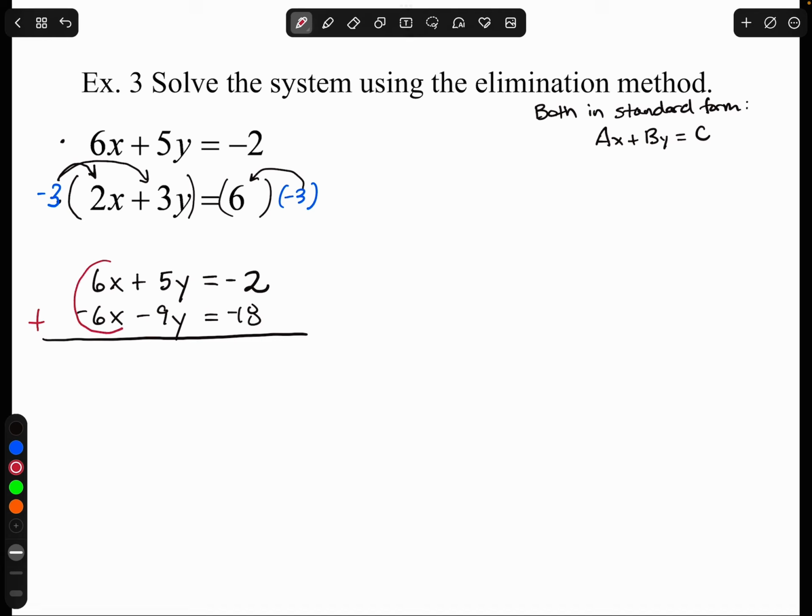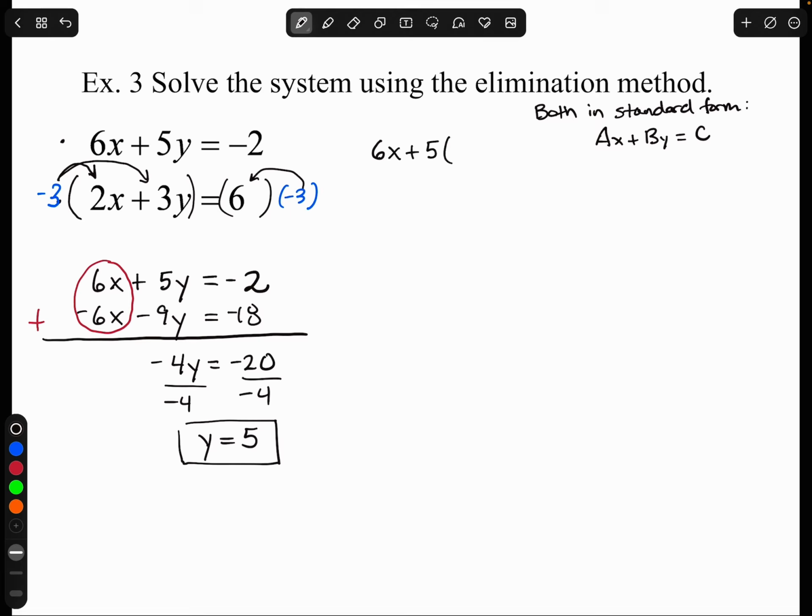Now when we look to combine the two equations, we add them together, these are opposites, so our x's are going to cancel. 5y and -9y gives us -4y equals -20. And when we divide each side by -4, we'll get y is equal to 5. So that's half of our answer. Let's go ahead here and plug that 5 back in to figure out what x would have to be.